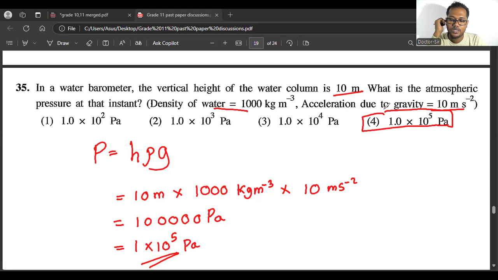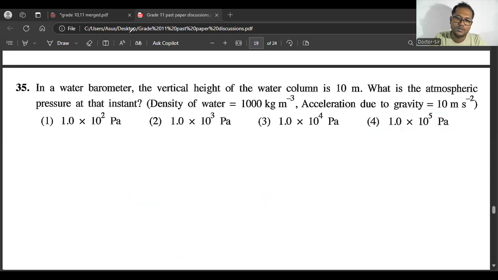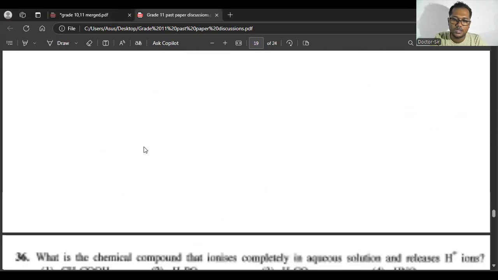So, a simple equation about the hydrostatic pressure: you can apply h rho g. The density, the gravitational acceleration, and the length of the water column, all the things are given here. Right, now move on to the next part.